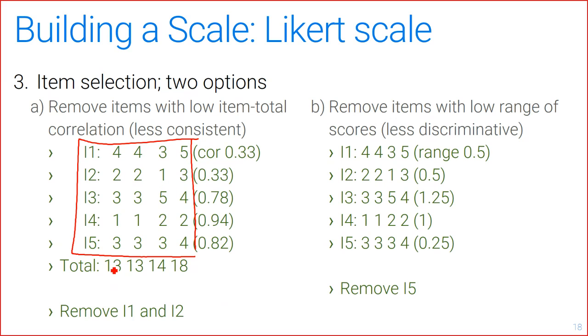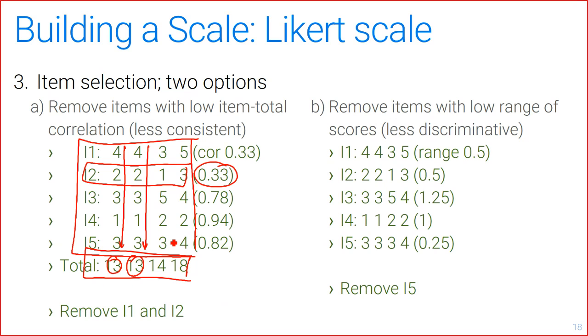So we sum these numbers and we get 13. We sum these numbers, we get 13. So each of the 4 judges, this is how much they gave. And the idea is to compute the correlation between each of the items and the total. So in this case, this is a 0.33. Item 4, we compute the correlation between this and the total, and it's a correlation of 0.94. And so the idea would be to remove the items that are least consistent with the total. So in our case, we would remove items 1 and 2, and only administer in the scale items 3, 4, and 5.